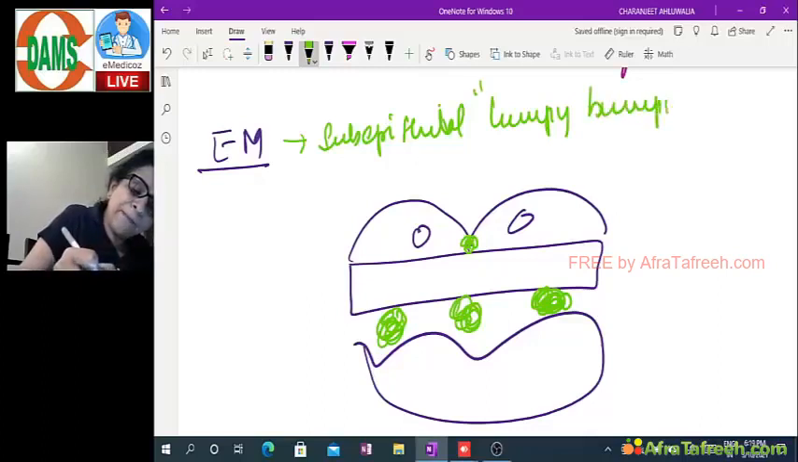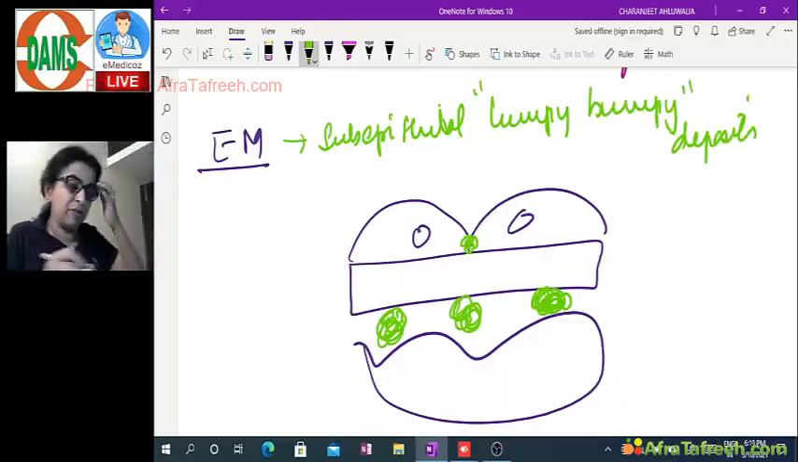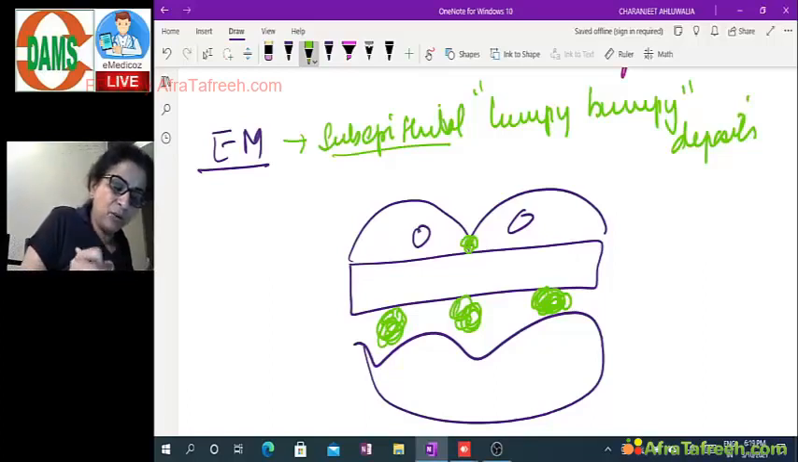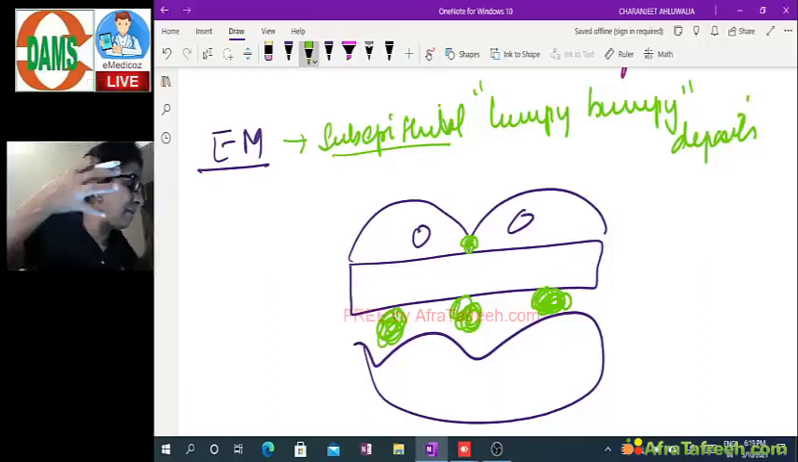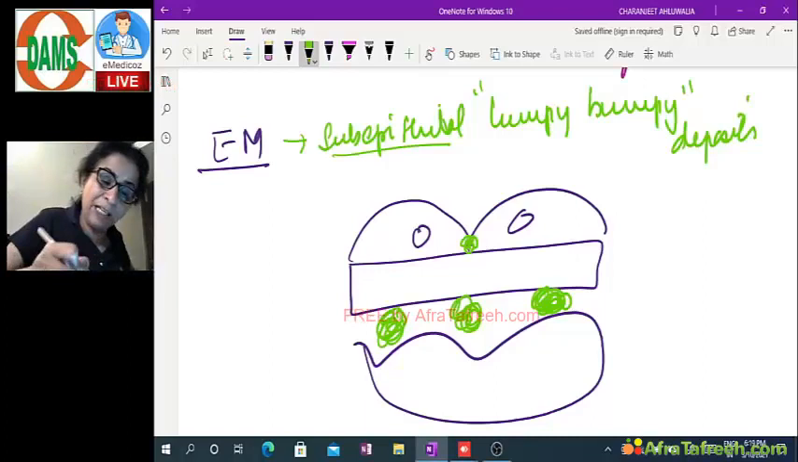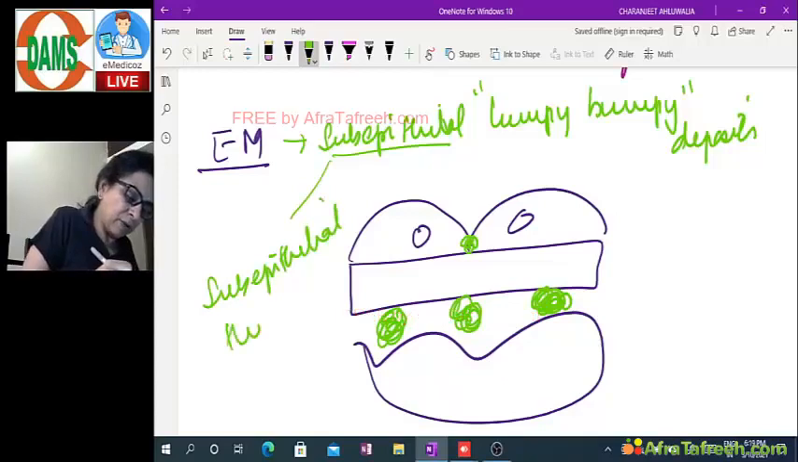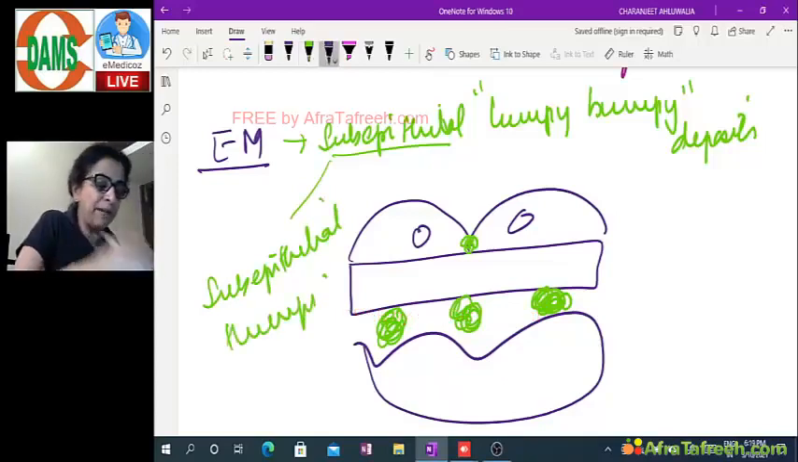Lumpy bumpy deposits. So usually subepithelial, rarely subendothelial. So mainly subepithelial, lumpy bumpy, they are big fat deposits. They are also called subepithelial humps. Also called subepithelial humps or lumpy bumpy deposits.